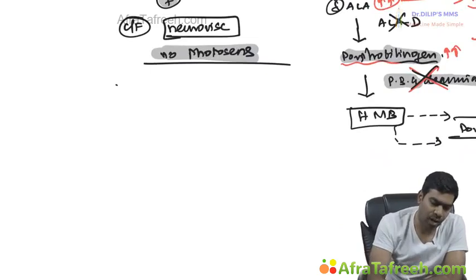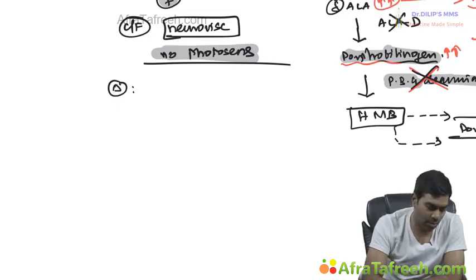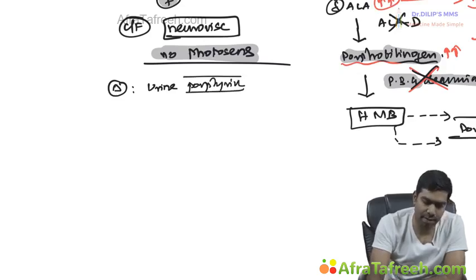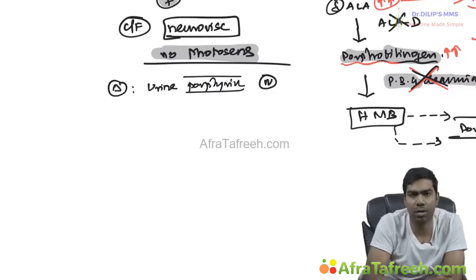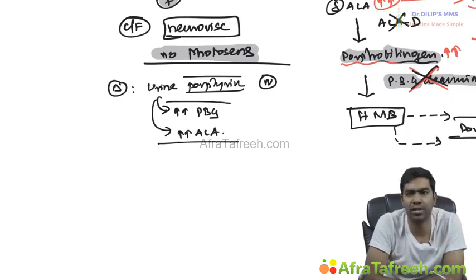So, how will you establish a diagnosis of this porphyria? The diagnosis of acute intermittent porphyria is typically established by checking the urine porphyrin levels. Urine porphyrin levels are typically not elevated in acute intermittent porphyria. Usually they will be normal. So what will be elevated then? Urine levels of porphobilinogen, PBG, will be elevated. At the same time, urine levels of ALA also will be elevated. This will definitely clinch the diagnosis.